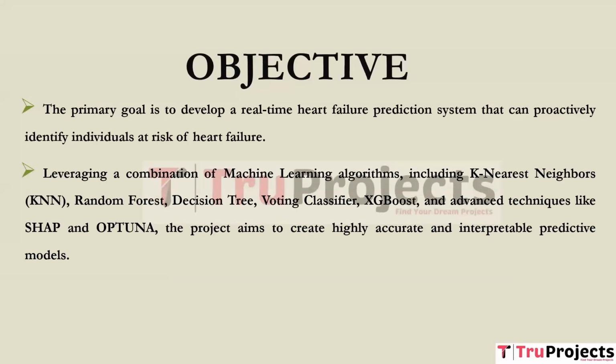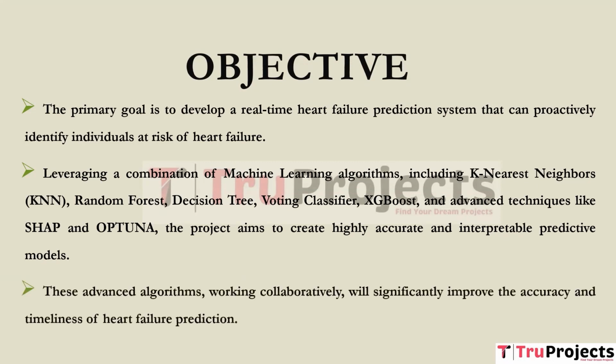A suite of advanced machine learning algorithms are aimed to be employed, including KNN, random forest, decision trees, voting classifier, XGBoost, SHAP, and Optuna. These algorithms will work collaboratively to enhance prediction accuracy and interpretability. The ultimate aim is to save lives by enabling timely medical intervention, thus reducing the severity of heart failure and healthcare costs. It also seeks to contribute valuable insights into medical research and empower healthcare professionals with interpretable models for improved patient care.